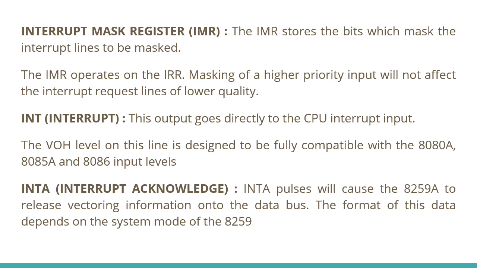Next is the INTA pin or the interrupt acknowledge pin. The INTA pulses will cause the 8259A to release the vectoring information onto the data bus. The format of this data depends on the system mode of 8259.